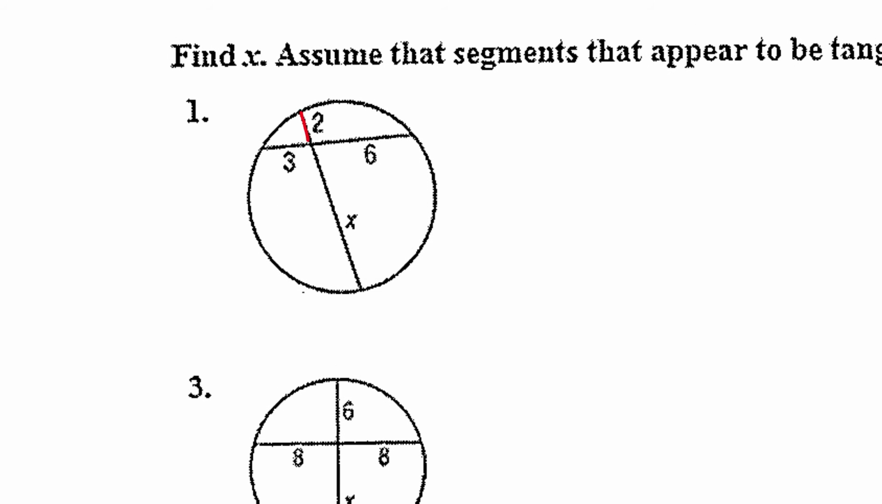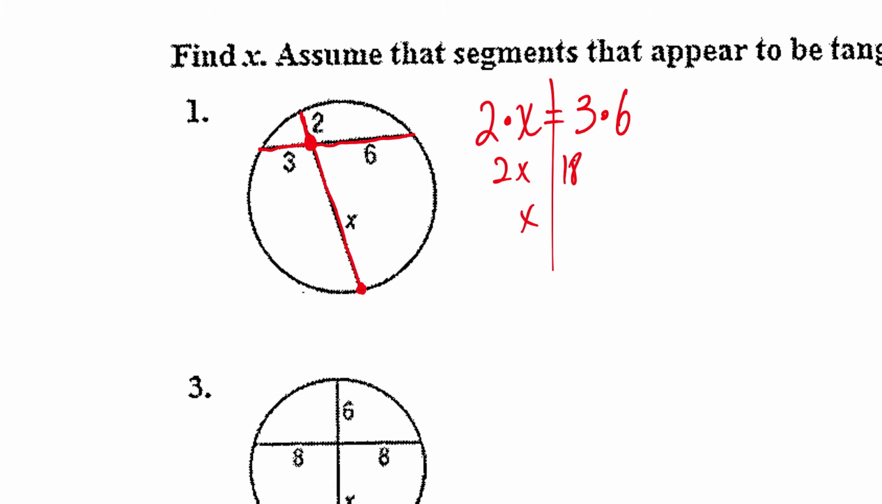So this piece is 2 from here to here, and it's X from here to here. And then it's 3 from here to here, and 6 from here to here. Good. So 2 times X equals 3 times 6. So X should equal 9. 2 times 9 is 18. 3 times 6 is 18.